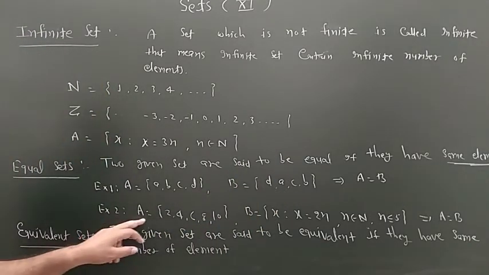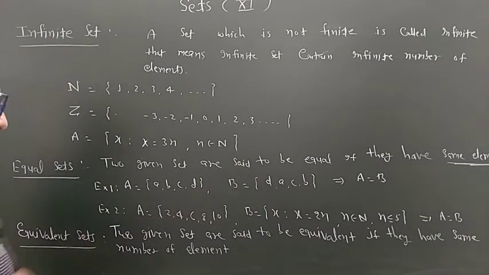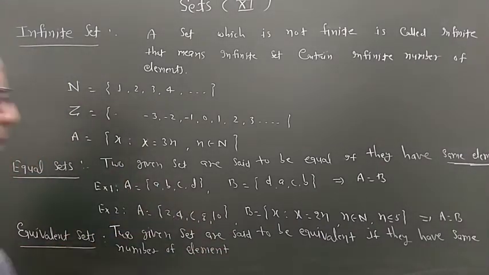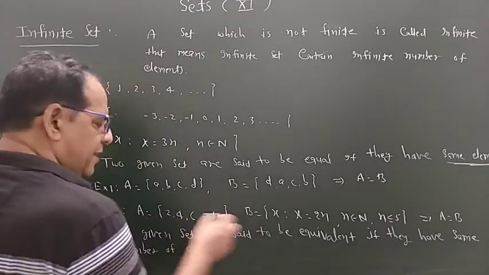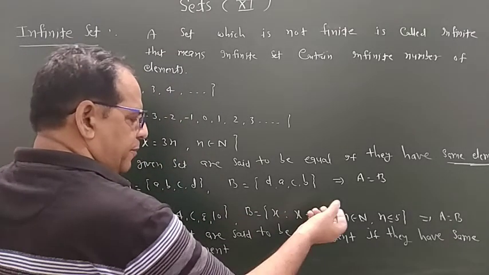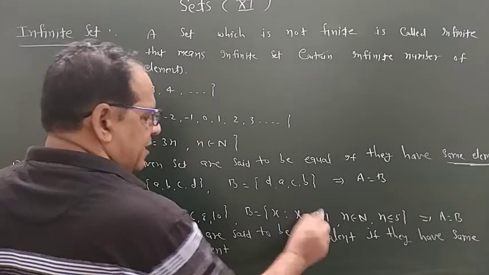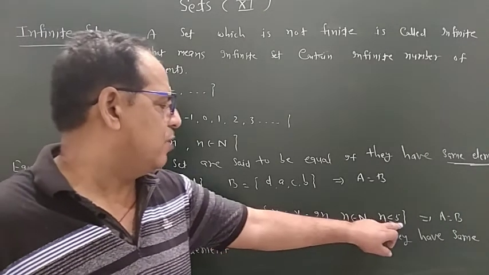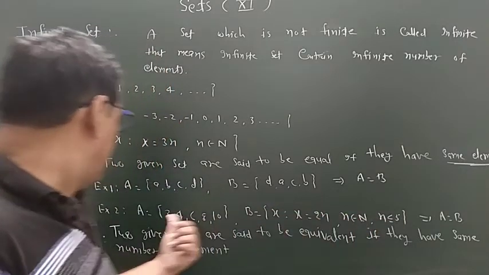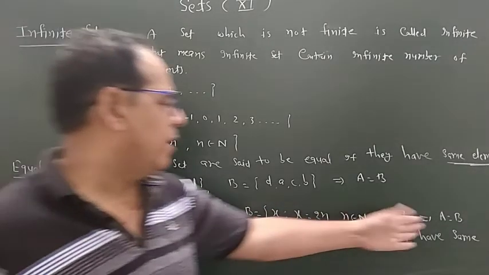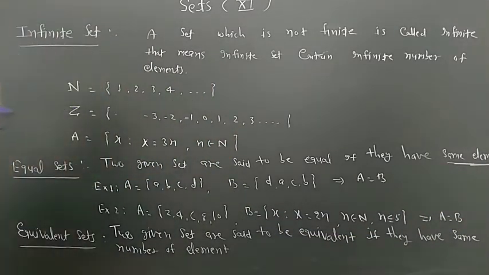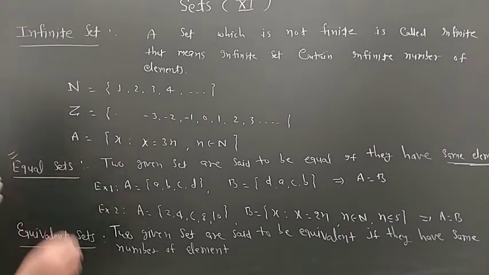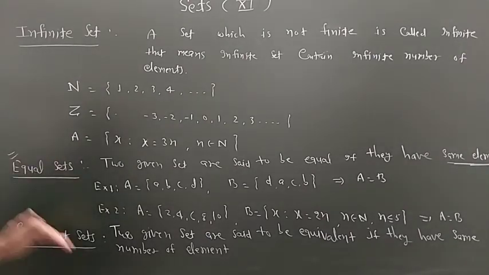In example 2, A equal to {2, 4, 6, 8, 10}. These are the first 5 even natural numbers. B equal to {x}, again written in set builder form: x is an even number, n is a natural number less than or equal to 5. So this also represents 2, 4, 6, 8, 10. So again A is equal to B. Now next, equivalent sets. This was the equal set. There is a big difference between equal sets and equivalent sets.